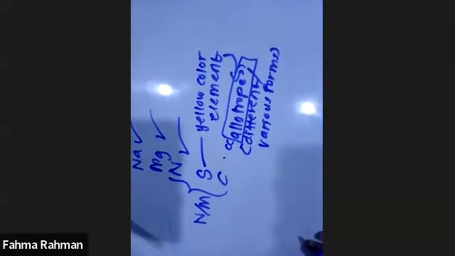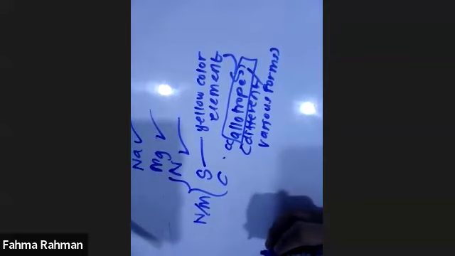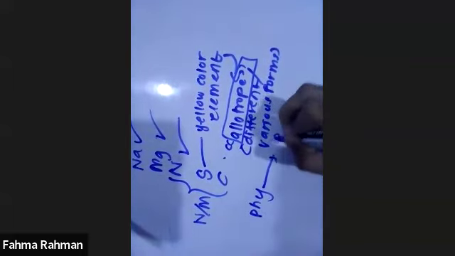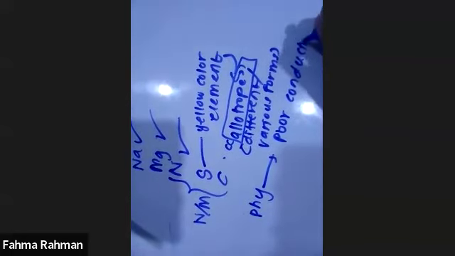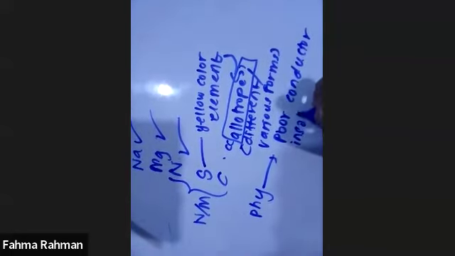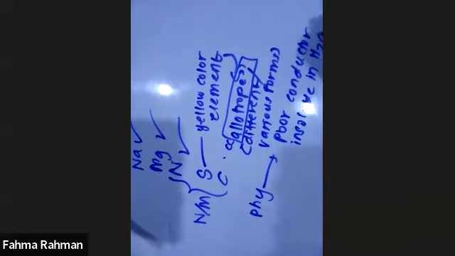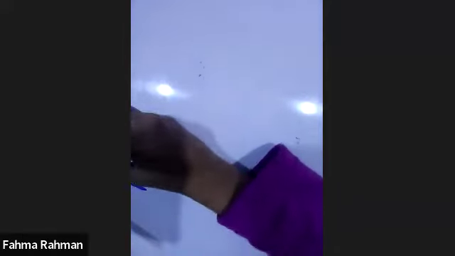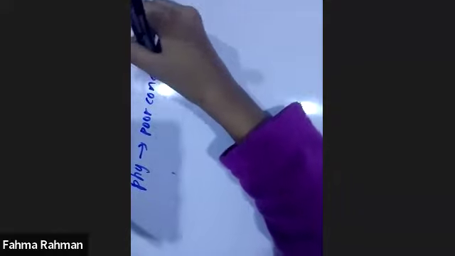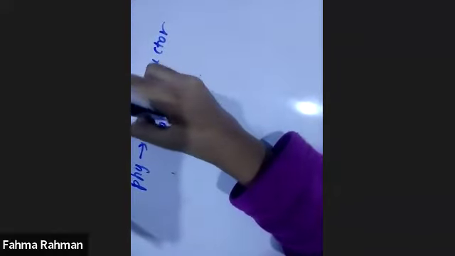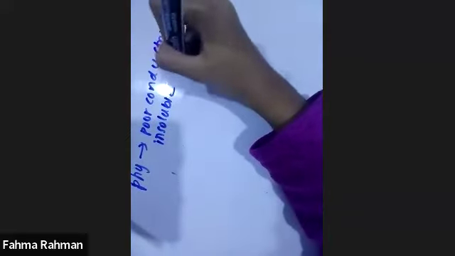So the physical properties of sulfur are: it is a poor conductor and insoluble in water. Poor conductor and insoluble in water. These are the physical properties of sulfur.